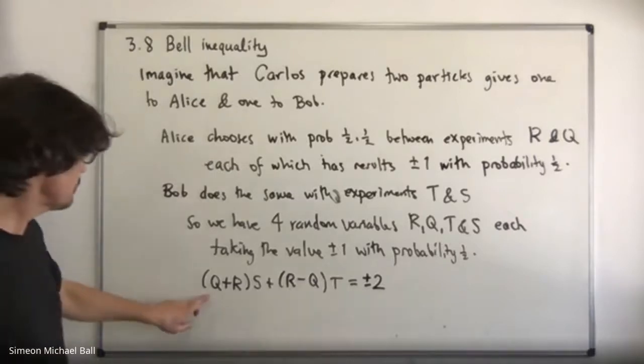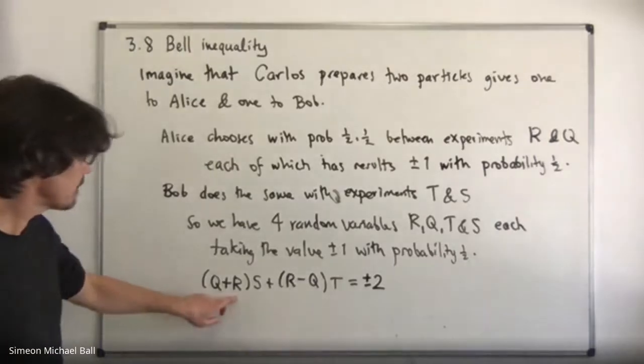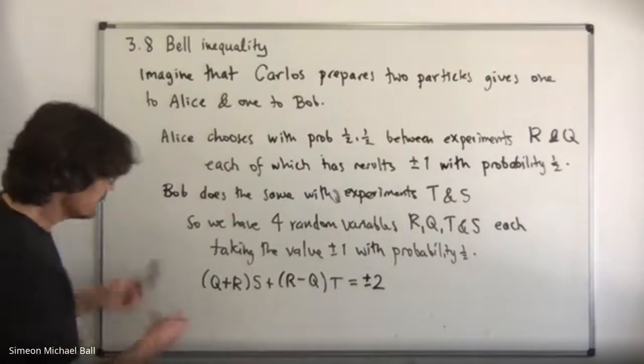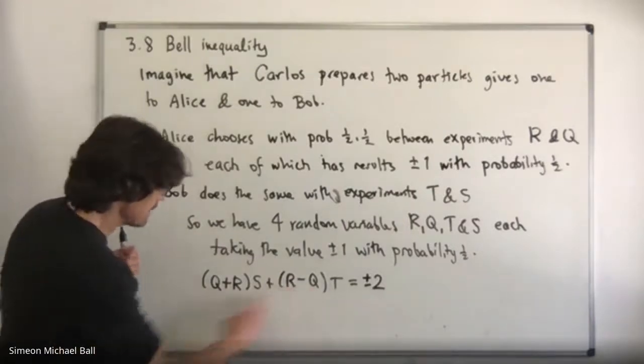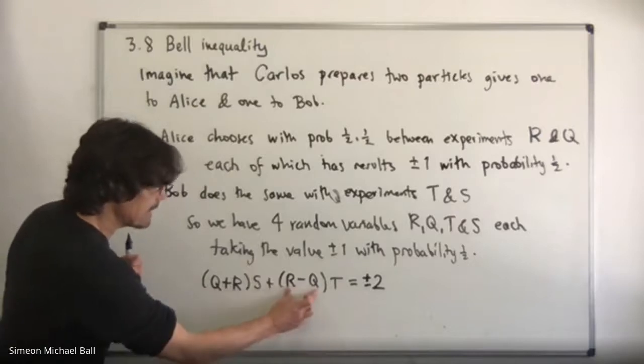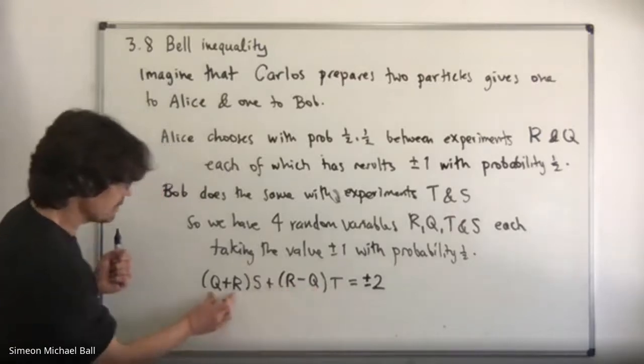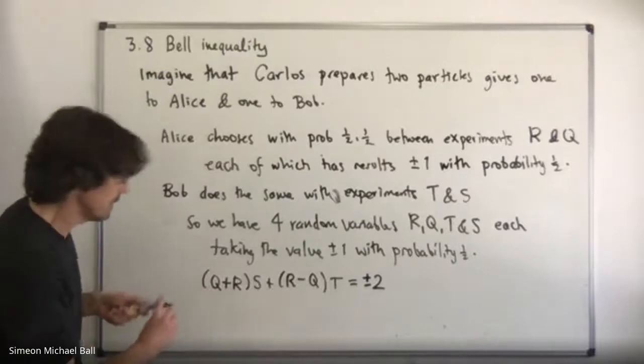Yeah, Q plus, if Q is 1 and R is 1, these are either both plus 1 or both minus 1. I get it now. So these are either both plus 1 or both minus 1, so they're the same, or they're different. If they're the same, then this is 0. And these two are different, so I get plus or minus 2. Yeah? So let's write it down.